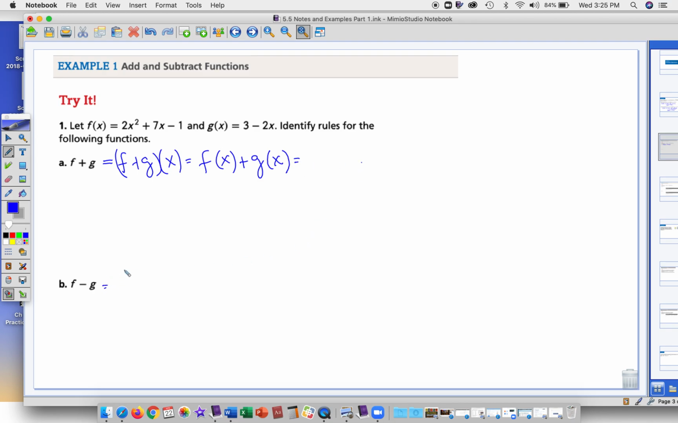Here you're doing f minus g of x, which is f of x minus g of x. And remember with this one to distribute that negative over both terms of g of x. So pause the video, go ahead and try those two, calculate, get the new functions, and then come back and we'll compare solutions.